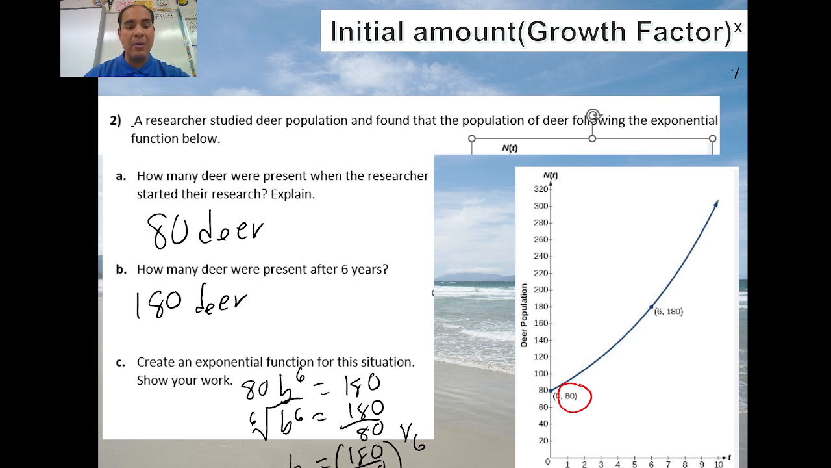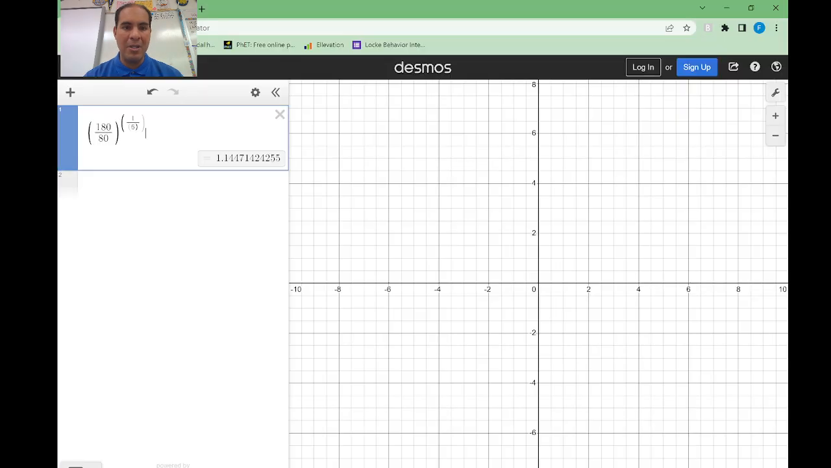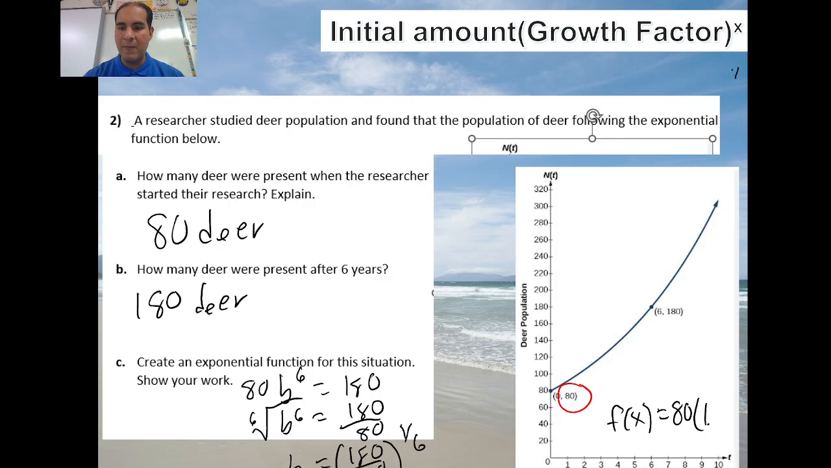And now that we have the growth factor 1.144 from using Desmos, our function is going to be f of x. I'm going to write it here. f of x is equal to initial term, which is 80, times the growth factor, which is 1.144. Let me double check that. Yep, 1.144 to the power of x. So this function is going to create the graph that we see there, and we're going to continue this on the next part. Thank you.